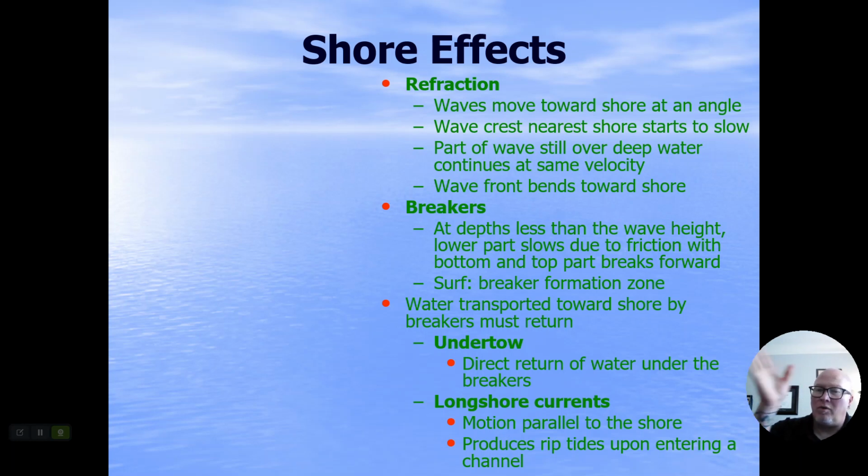Undertow is when the water returns back out after it crashes on the land and comes back in. And then you could also have something called a longshore current, which is a motion parallel to the shore. As the longshore current moves along the shore, it could produce some riptides whenever there's a channel. It results from a change in water pressure, as the water is moving very quickly, and it could end up pulling water back out. And when it pulls water back out, that is called a rip tide.